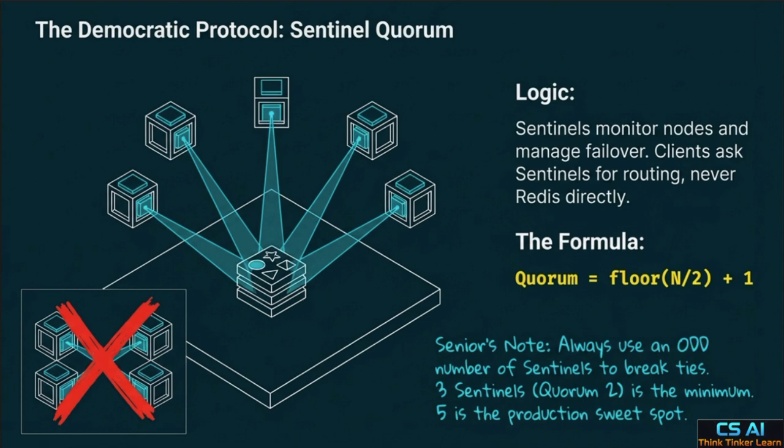Sentinels monitor nodes and manage failover, and your client should ask Sentinels for routing. Never talk to Redis directly. Use the quorum formula, floor of n by 2 plus 1. Always use an odd number of Sentinels to break ties. 3 is a minimum, but 5 is the production sweet spot.